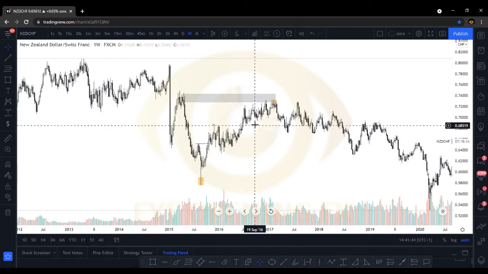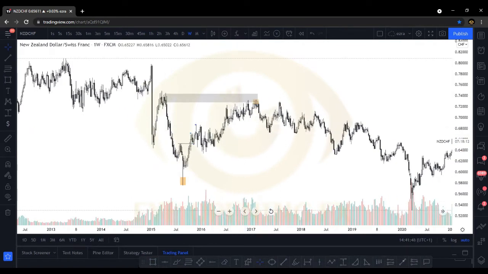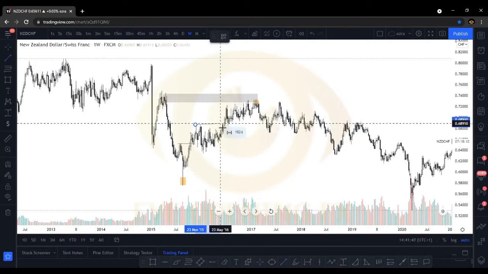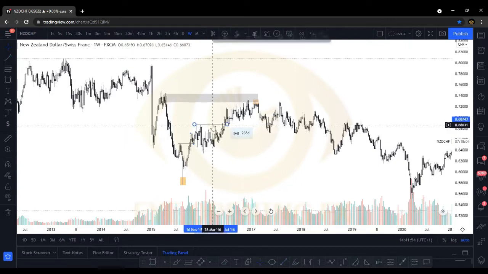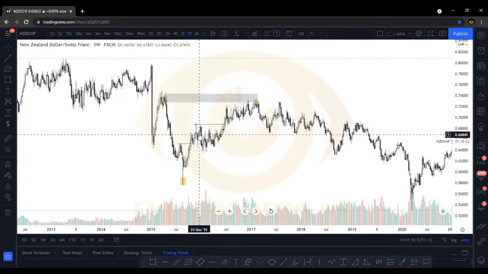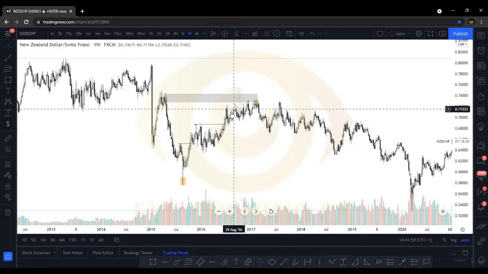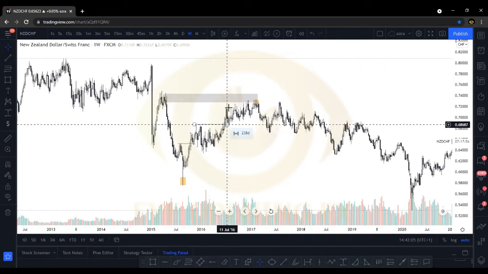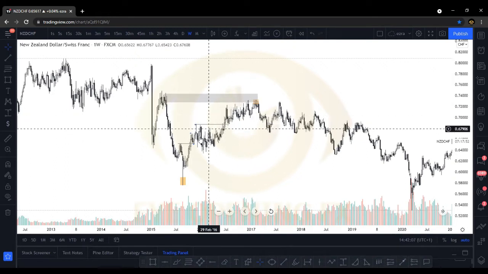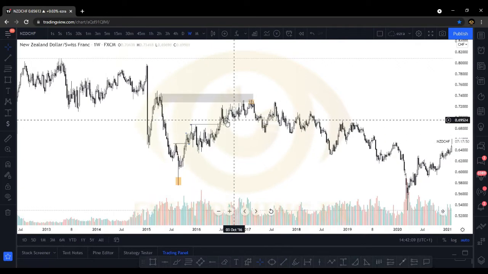After making a higher high, it created, look at this, a higher high was formed. It created what we call a rally-base-rally. Now, rally-base-rally is completely supply and demand.